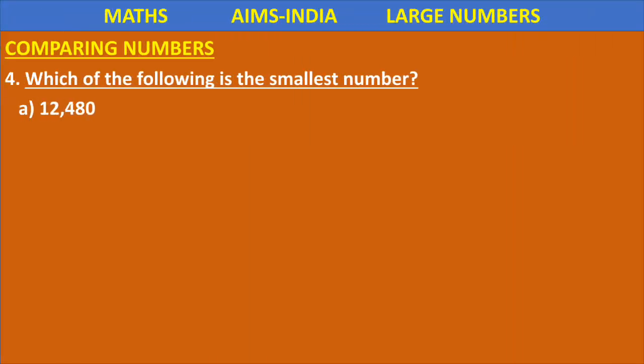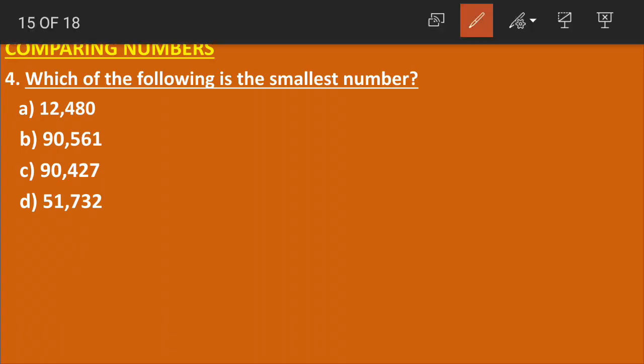Which of the following is the smallest number? Look at the options, children. Now I want you to answer this question. What is the correct answer? Which of the following is the smallest number? Again, how do we find out the smallest number? Here all the options given have 5 digits. All the given options are 5-digit numbers. Now what should we do? We should compare the digit in the highest place values, which is on the extreme left.